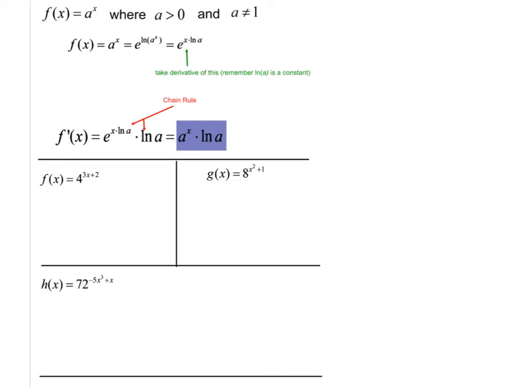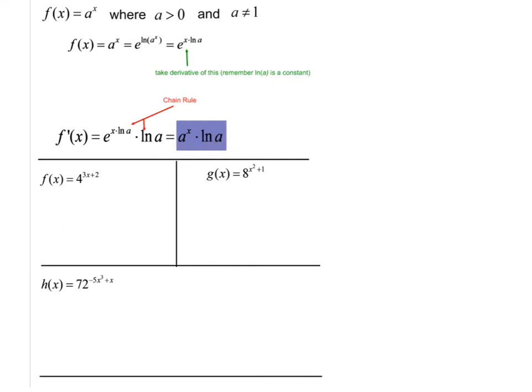And I can do the derivative of this as long as I remember that natural log of a is a constant. So the derivative of a to the x would be a to the x itself, because I'd have e to the x times natural log of a. Then using the chain rule, derivative of the power would be just natural log of a. So derivative of a to the x is a to the x times natural log of a.